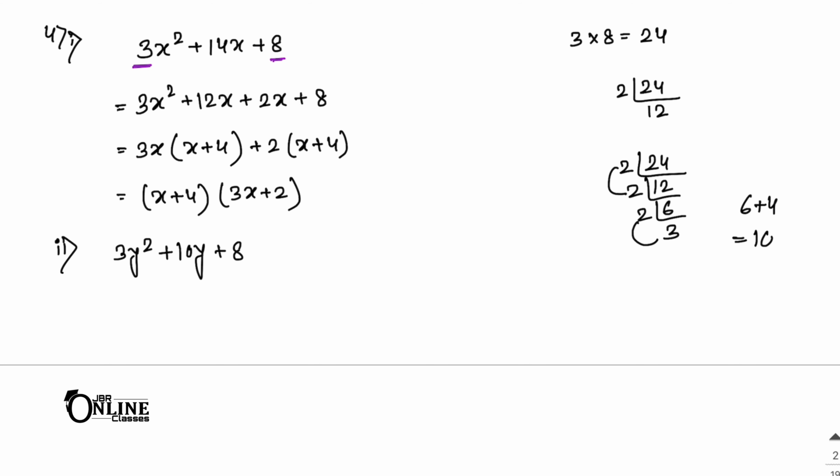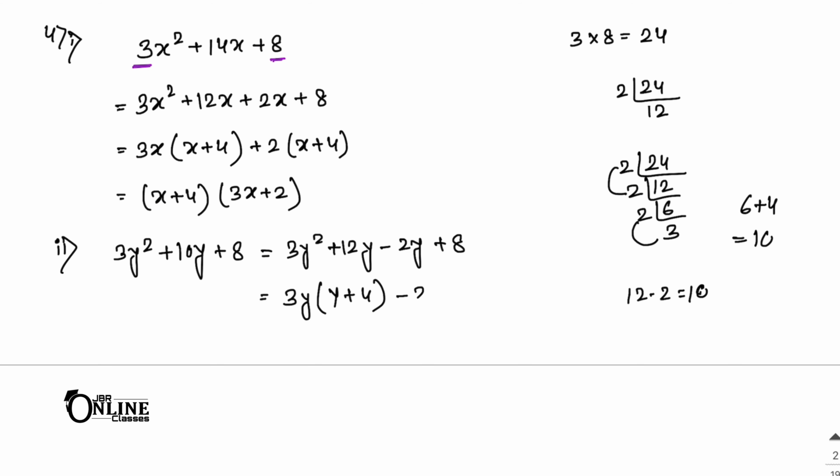Now you can ask me, sir, here 3 into 2 and then again 2 into 2, it becomes 12 minus 2, that also becomes 10. Okay, yes, 12 minus 2 also equals 10, and 6 plus 4 also equals 10. But here if you put down in the place of 10 as 3y square plus 12y minus 2y plus 8, and then if you common 3y here, it becomes y plus 4. But here if you common 2, it becomes y minus 4. Okay, as the first one is y plus 4, second one is y minus 4. So here you cannot common y plus 4 or y minus 4.